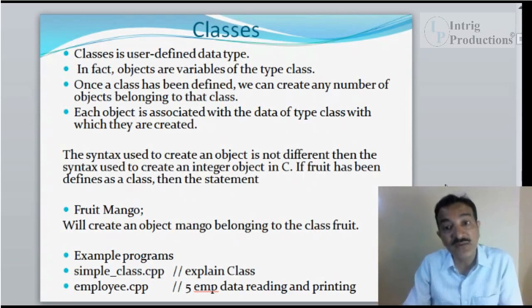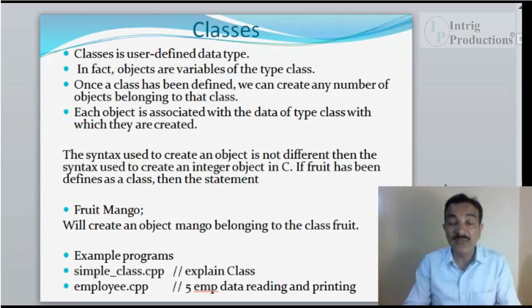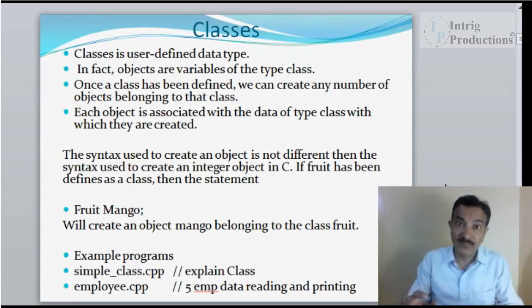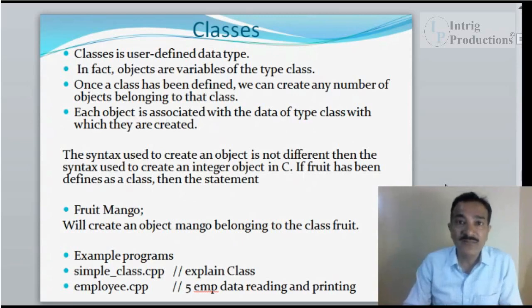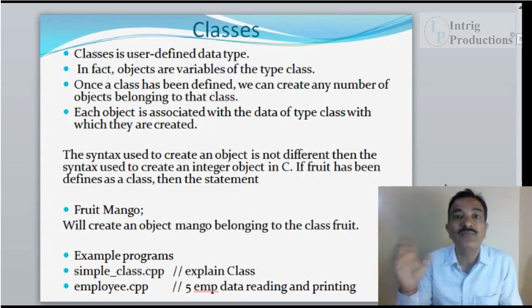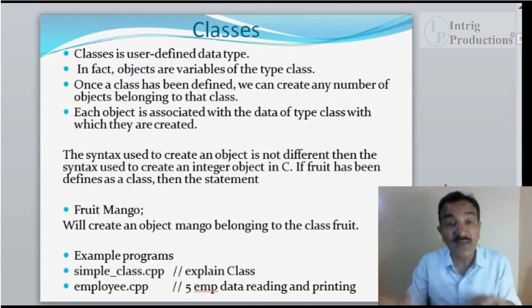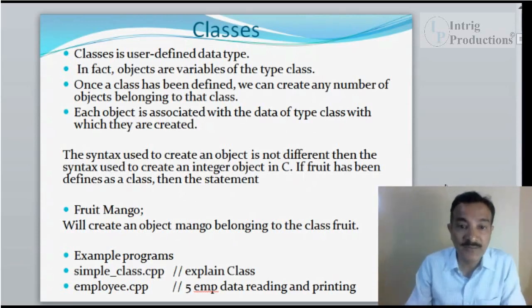And each object is associated with the data of type class with which it is created. So each object is going to be unique. It is going to have its own values, but it is going to be of the type of the class for which it is defined. Similar to how you have integers I and j. I will have its own value, j may have its own value, but both are of type int. The similar thing: the objects created of that class are of the type class, but they will have their own values.